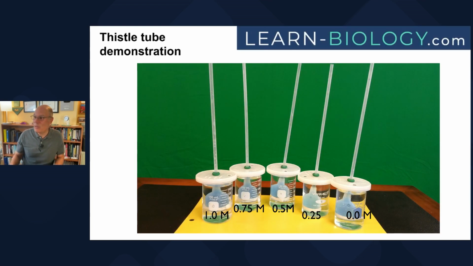Here's the Thistle tube demonstration that we started with. What's happening? This solution is the most hypertonic. It's 1.0 molar. Water's going from hypotonic to hypertonic, but the gradient is higher over here in the most hypertonic solution. So the water moves more quickly into the 1.0 molar solution than it does into the other solutions.